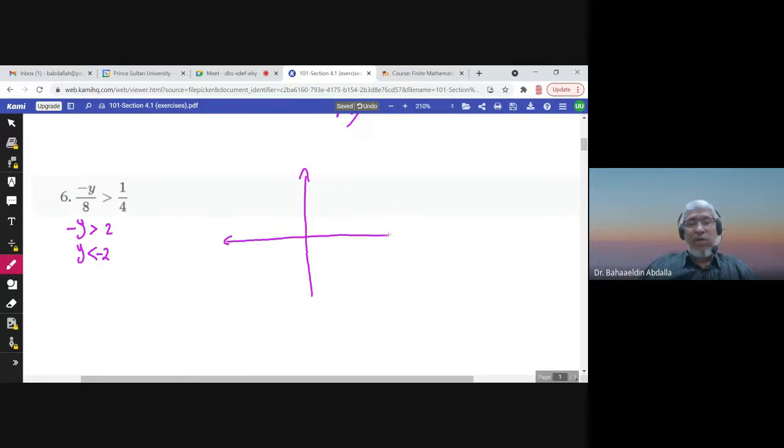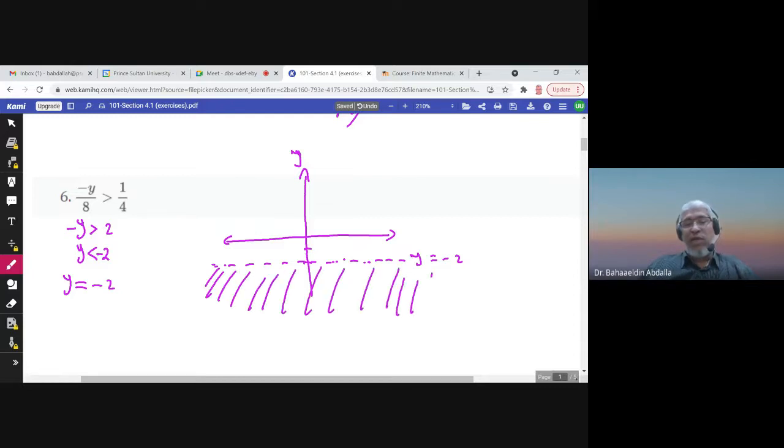You can start as usual by graphing the line y equals negative 2. We know this is a horizontal line, and it is dashed because there is no equality here. Okay, so now we need y to be less than negative 2. This is y, and this is y equals negative 2, negative 3, negative 4. So less than negative 2 would be below this line. So this is the region. This is the graph of this inequality, this half of a plane.